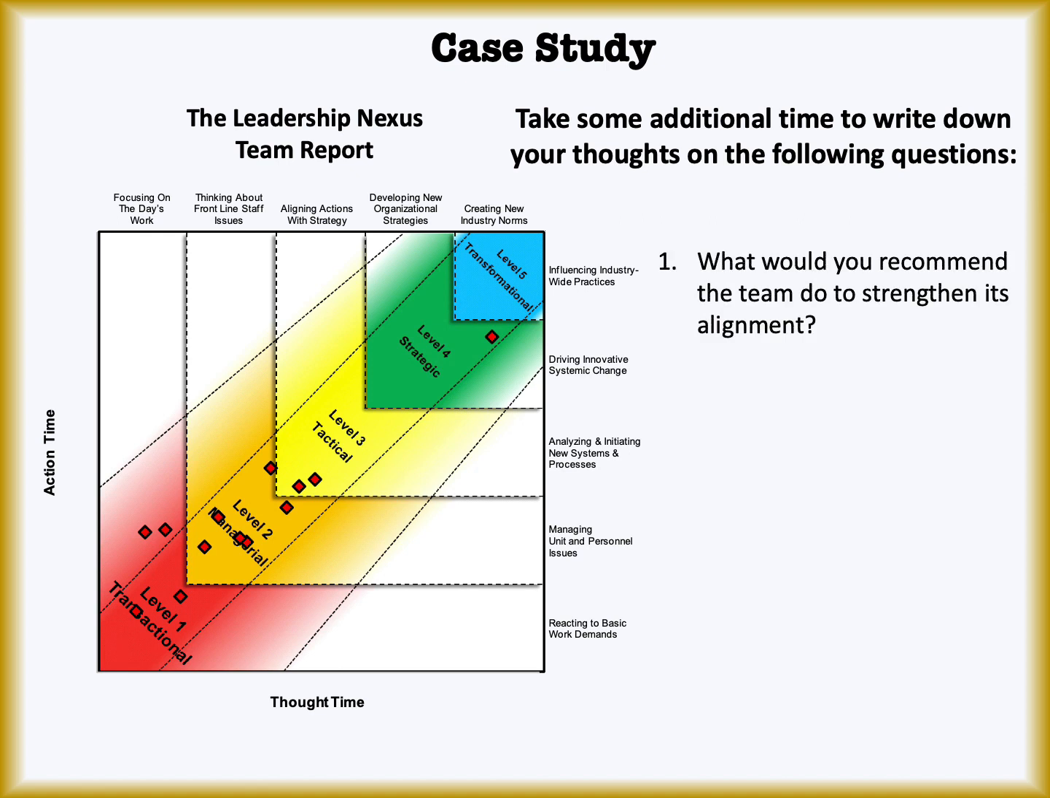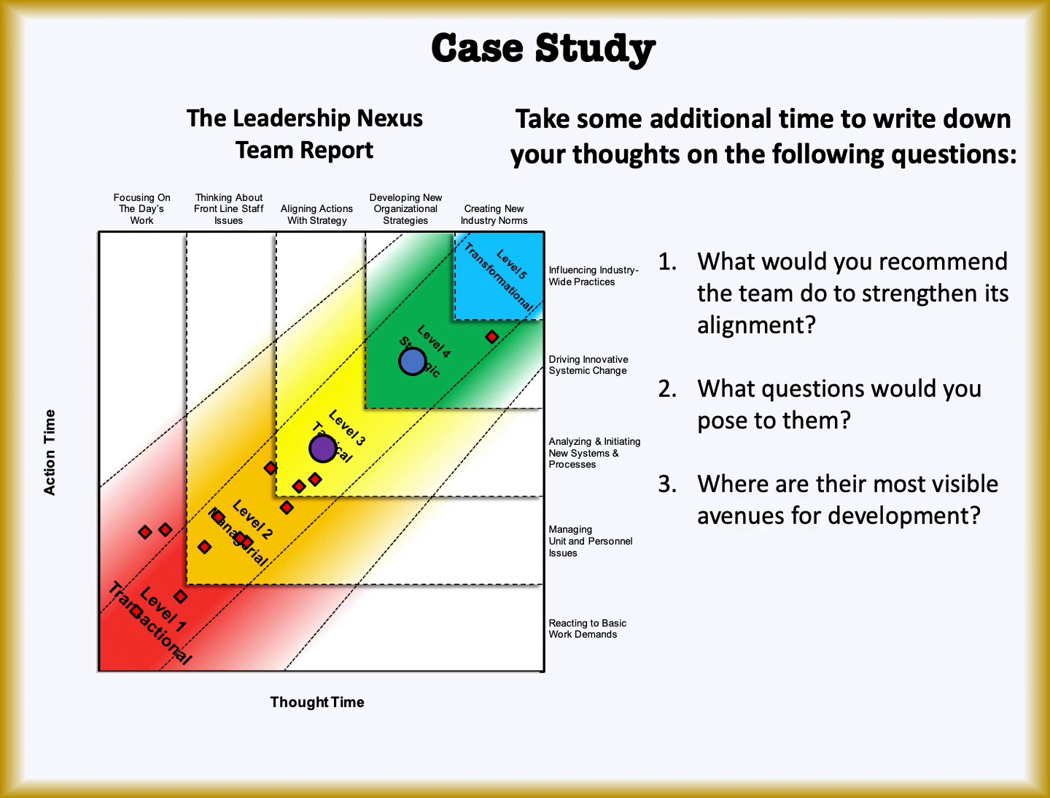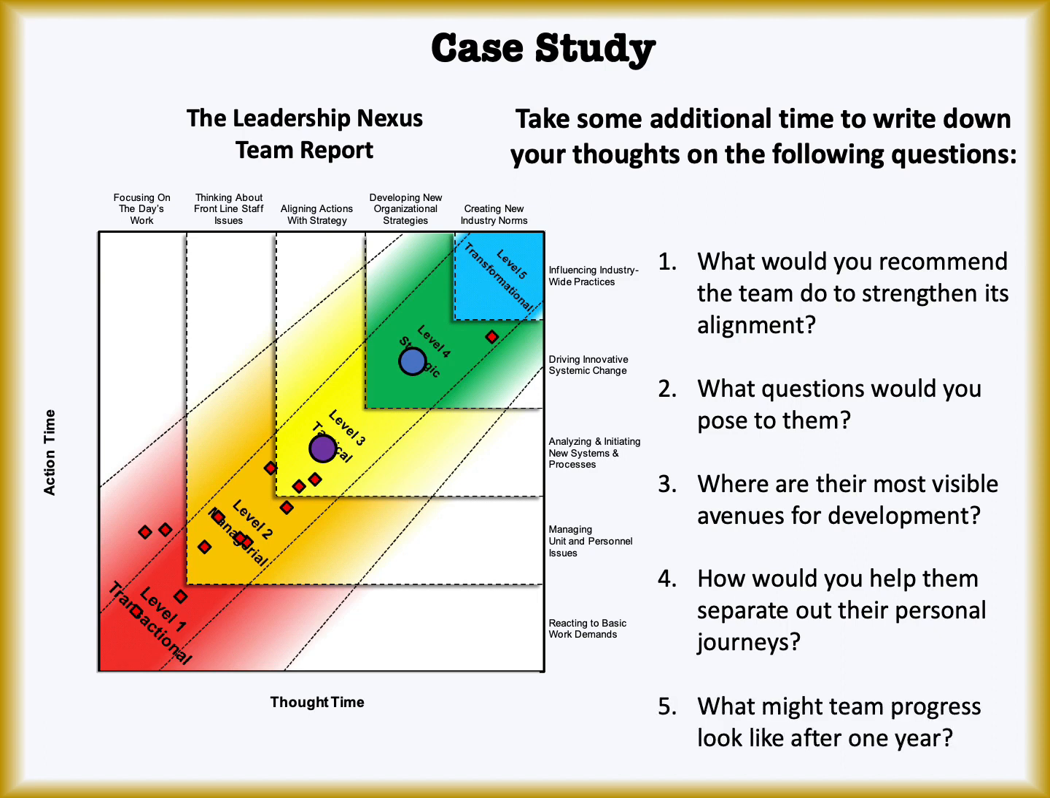First, if you were working with this team, what would you recommend they do in order to strengthen the alignment of their current scores with their desire to operate at higher levels? Second, what questions would you pose to them to help guide those thoughts? Third, where are their most visible avenues for development? Fourth, how would you help them separate out their personal journeys from their team journey? And fifth, what might team progress look like after a year of further development?